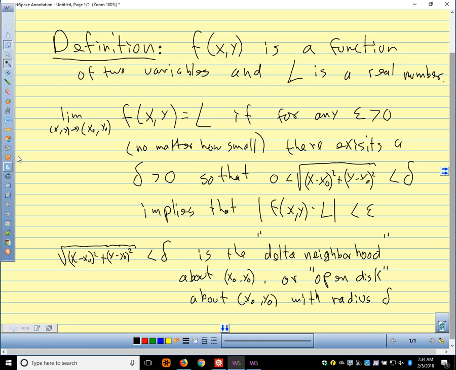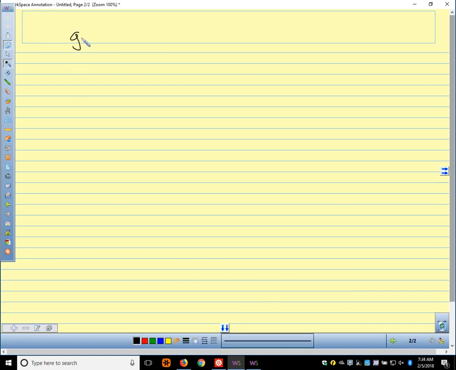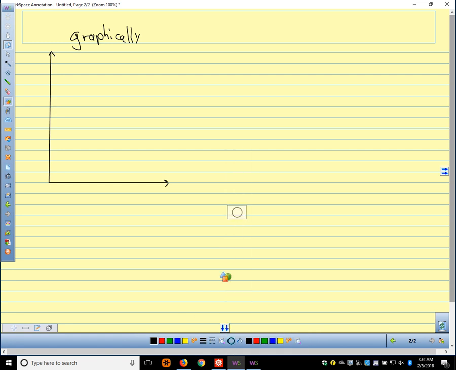All right. So graphically, I'm just going to draw our delta neighborhood in the plane, and then we'll draw a three-dimensional sketch here. So we get a circle here, and we'll make it dotted like so.